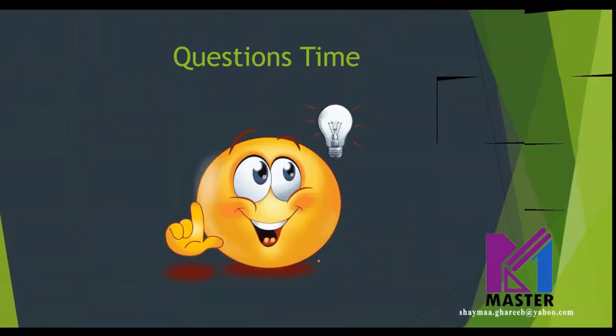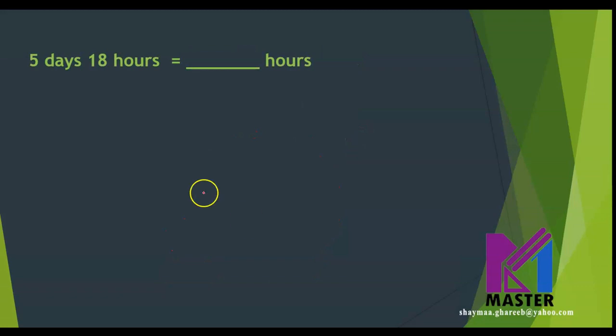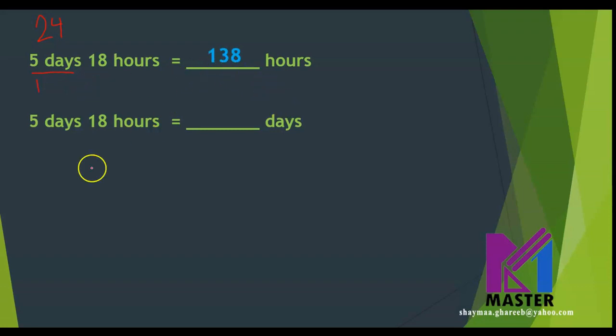Now let's solve some questions. 5 days and 18 hours into hours, which means a total number of hours, because I can change the days into hours. How many hours are in 5 days? I will multiply 5 by 24, which is 120 hours, plus 18. Then find the number of hours. Right. So it will be 138 hours.